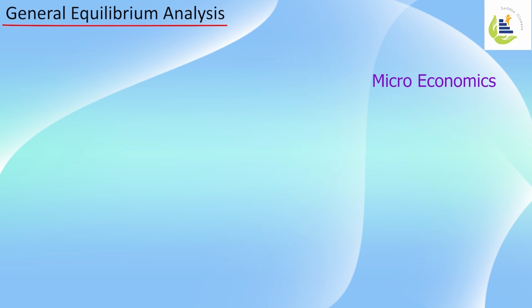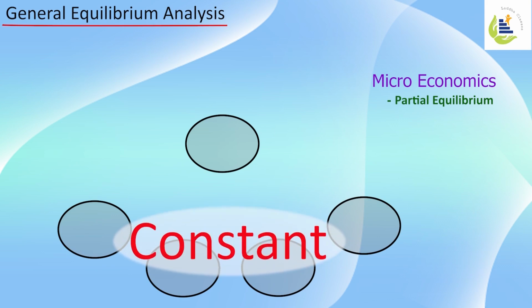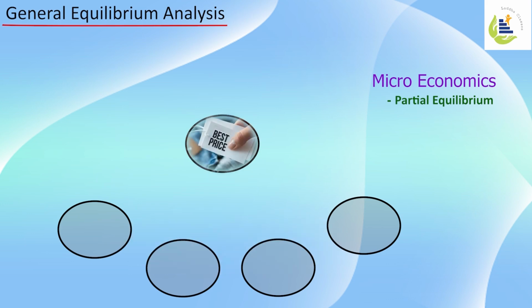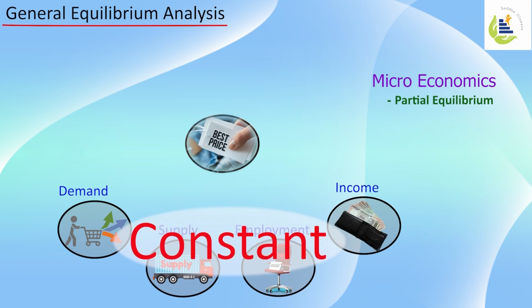See, in microeconomics, we assume that there is a partial equilibrium. So if, for a particular thing, there are various variables acting on it, we try to assume all of them are constant, and at a time we just concentrate on one variable. Let's say we want to study price, we'll assume all other parameters, demand, supply, employment, income, constant, and we'll just try to understand the effect of price.